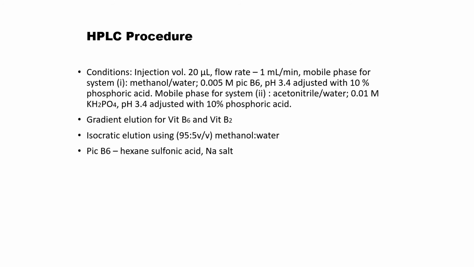So class, the HPLC procedure for this analysis, the condition is a standard condition. The mobile phase system: number 1 will be methanol water, number 2 will be acetonitrile water, different concentrations. So gradient elution for vitamin B6 and B2, isocratic elution using 95:5 volume to volume methanol water ratio.